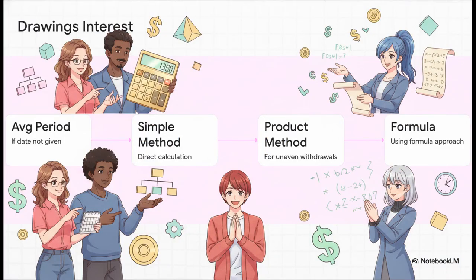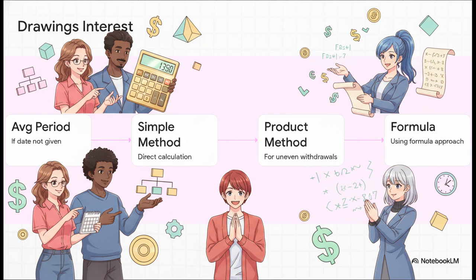business. And this brilliantly illustrates the flip side of things, interest on drawings. This is when the firm actually charges a partner for taking money out. Now, there are 4 specific methods to calculate this, depending on how messy or scattered those withdrawals are. Number 1, the average period method. This relies on a standard table and is your absolute go-to if specific dates aren't given.